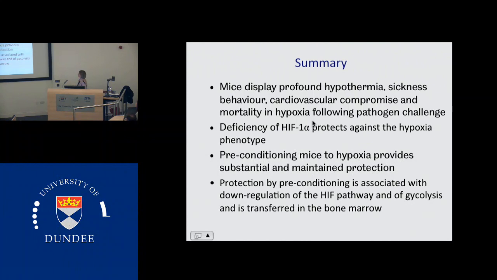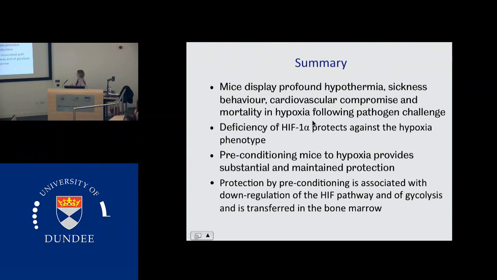Perhaps more interesting, though, is the way in which this process of preconditioning to hypoxia is providing substantial and maintained protection. And this protection is again associated with downregulation of the HIF pathway and of glycolysis, and we know that this is dependent on the white blood cells. So our hypothesis is that the utilization of glucose by leukocytes is so profound with this juxtaposition of infection and hypoxia that it is essentially diverting glucose from other tissues.